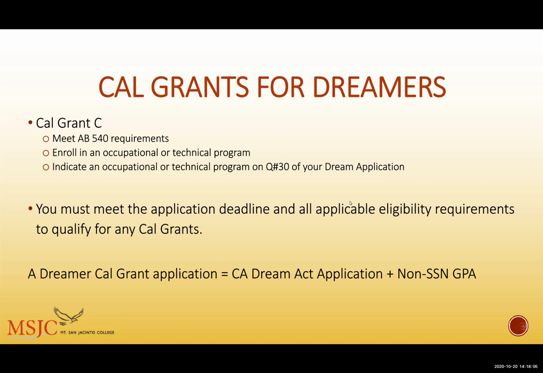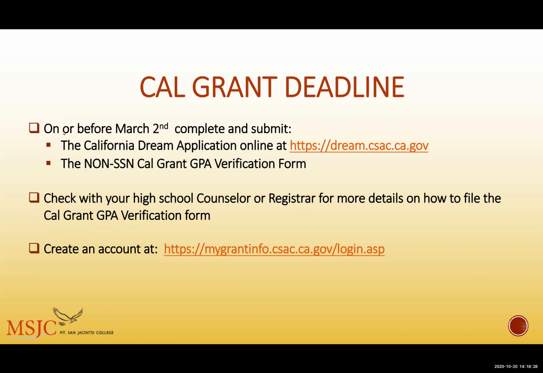Okay, all students have to meet the deadline to be considered for the Cal Grant. And basically, a Dreamer Cal Grant application will consist of the actual California Dream Act application and the non-social GPA. Okay, and I'll let you know how you would submit that one. So the deadline for Cal Grant is on or before March 2nd of every single year. And this is the priority deadline for our state of California to be considered for the state grants. So you have to complete and submit the California Dream Act application and the non-SSN Cal Grant GPA form.